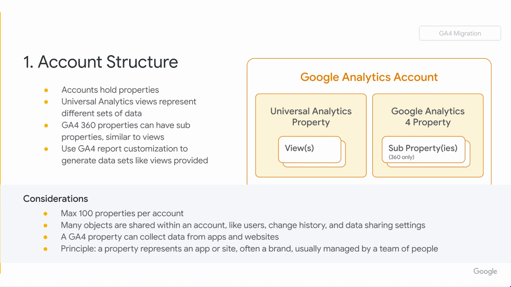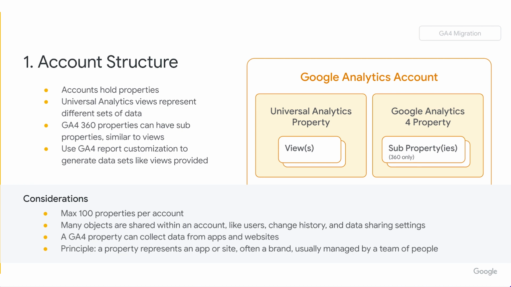Inside of Universal Analytics, underneath the property, we had what we called views. Views were the object to help give you a slice of the data that's collected within the property. In Google Analytics 4, we have a couple of equivalents. For 360 customers, we have an object called a subproperty, which functions very much like a Universal Analytics view did. For standard customers, you can use various report customizations to try to achieve similar results. You can use things like filters inside of a report, or custom explorations.